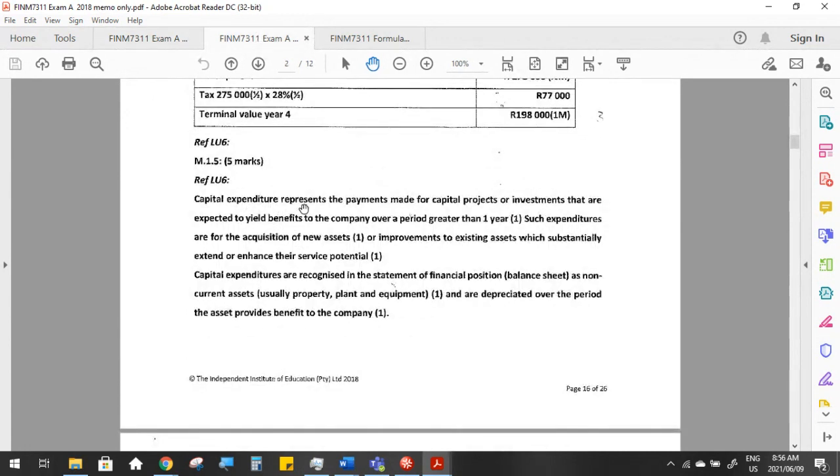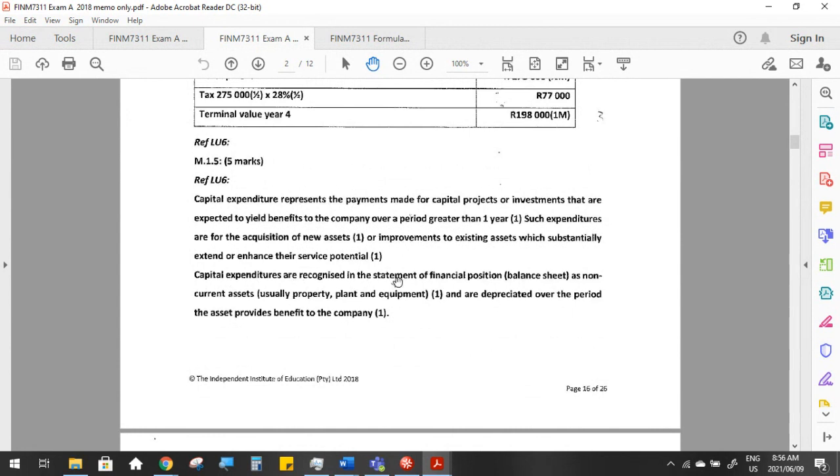So capital expenditure represents the payments for capital projects or investments that are expected to yield benefits. So you must just explain that capital expenditure are those expenditures that we invest in long-term assets. So benefits that we expect to gain for longer than 1 year. So that must be included somehow in your answer.